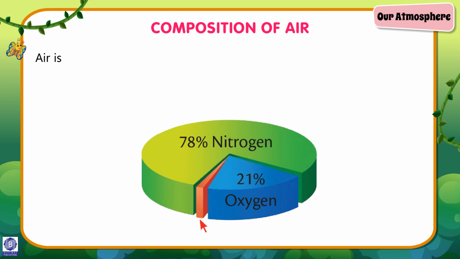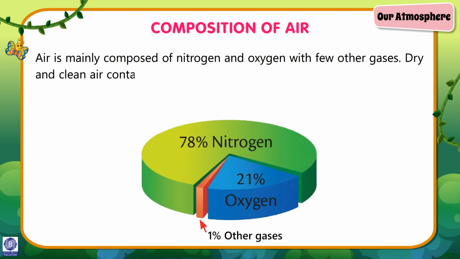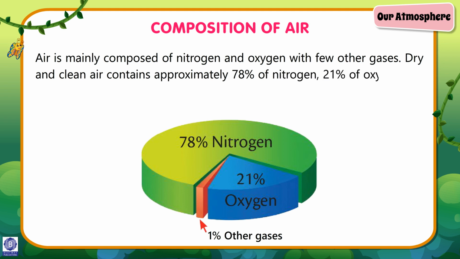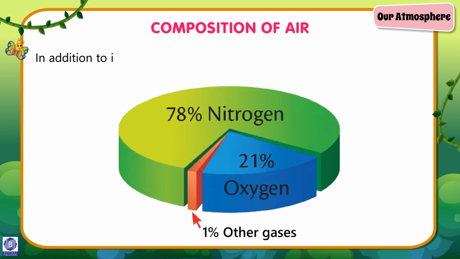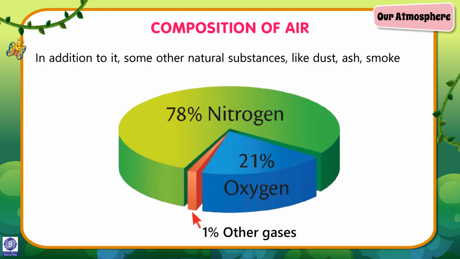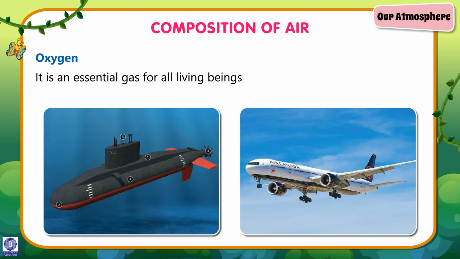Composition of air. Air is mainly composed of nitrogen and oxygen with few other gases. Dry and clean air contains approximately 78% of nitrogen, 21% of oxygen, 1% of other gases. The composition of air does not change as we travel through the layers of the atmosphere. In addition to it, some other natural substances like dust, ash, smoke, and water vapor may be found in small quantity in air.